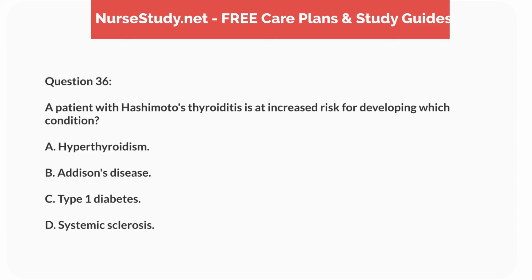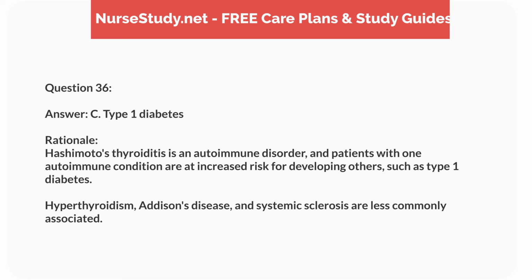C. Type 1 diabetes. D. Systemic sclerosis. Answer: C. Type 1 diabetes. Rationale: Hashimoto's thyroiditis is an autoimmune disorder, and patients with one autoimmune condition are at increased risk for developing others, such as type 1 diabetes. Hyperthyroidism, Addison's disease, and systemic sclerosis are less commonly associated.